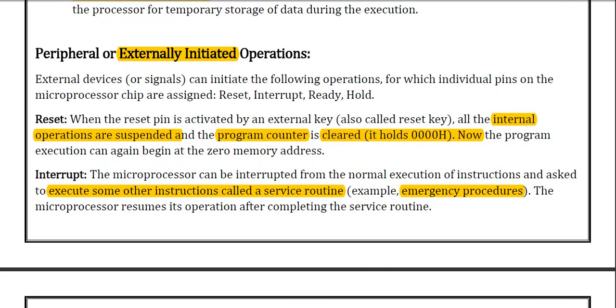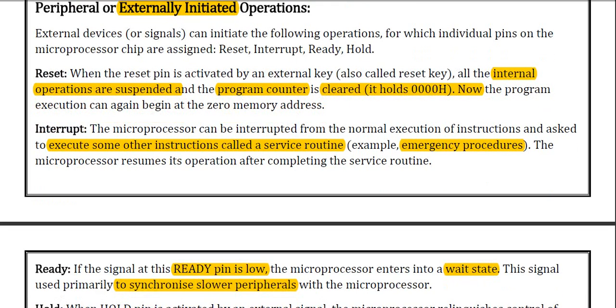Now the peripherals or externally initiated operations. First one is the reset. Reset is to reset all internal operations, suspend the program counter, and clear and hold the 000 address line. Interrupt is to interrupt a running work. Suppose you are running program A and then you interrupt program A and move to program B. So that is the interrupt section.